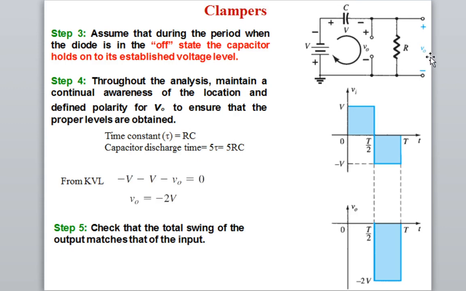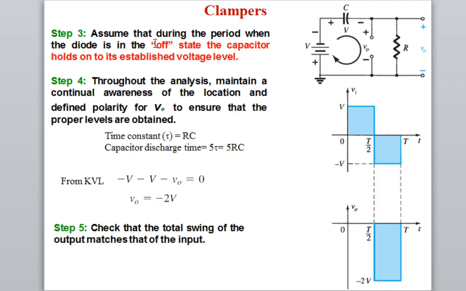And how much? If you now apply Kirchhoff's voltage law, this effectively becomes 0. So this voltage plus this voltage minus this voltage is equal to 0. So VO is equal to minus 2V. So the output voltage will be equal to minus 2V volt. So this was step 3.